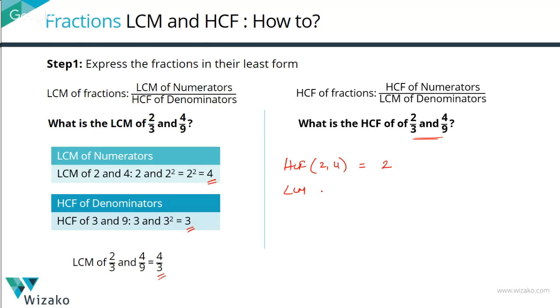Let's find the LCM of the denominators, LCM of 3 and 9. Prime factorize 9, which is 3 squared. For 3 and 3 squared, list down all prime factors, which is 3, with their highest power, which is 3 squared. So this is equal to 9. So the HCF of these two fractions is the HCF of the numerators divided by the LCM of the denominators, which is 2 by 9.